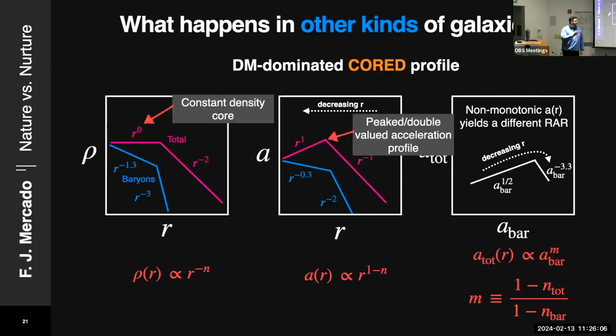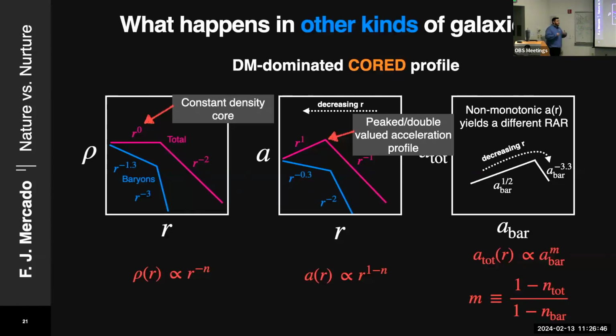Now, remember, I talked about how within a Mondian framework, the radial acceleration should be monotonic, right? That both accelerations, the total and the baryonic, should increase as you go in closer to the galactic center. However, for dark matter-dominated galaxies with cored profiles, we should expect to see this non-monotonic radial acceleration track, where you have this rising and then falling hook that we're going to be referring to. Okay, so I'm going to call these hooks that we expect to see for dark matter-dominated cored galaxies.